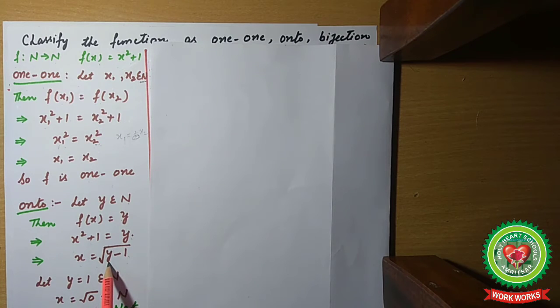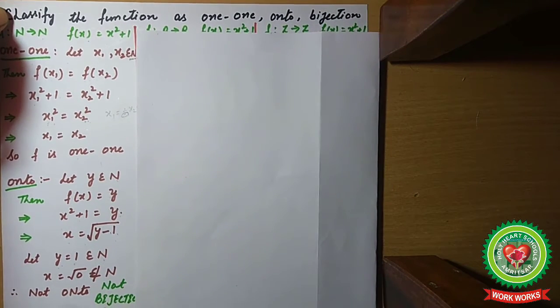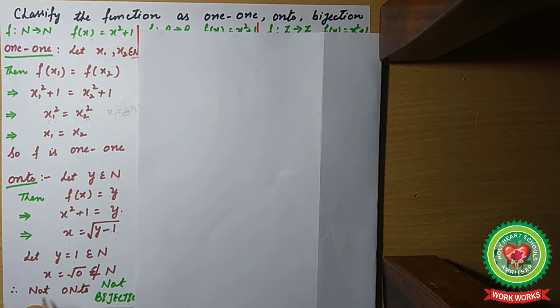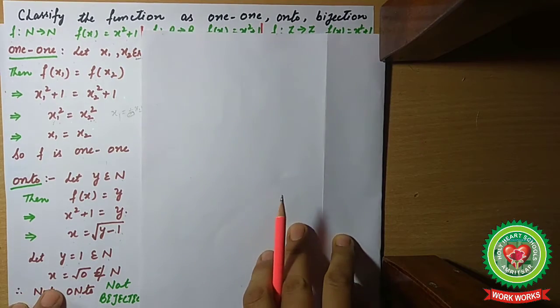Again we will take an example of y. Let's take y is equal to 1, which belongs to the natural numbers. So x is equal to under root of 1 minus 1, which is under root 0. So 0 is not a natural number. 0 is not a natural number. So it is not onto. If it is not onto, then it is not a bijection.